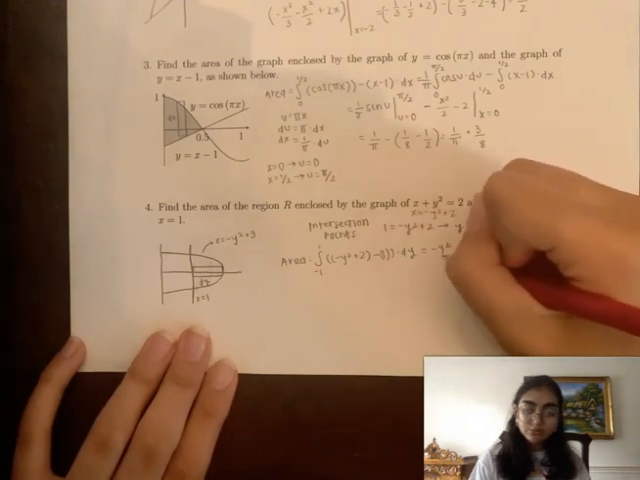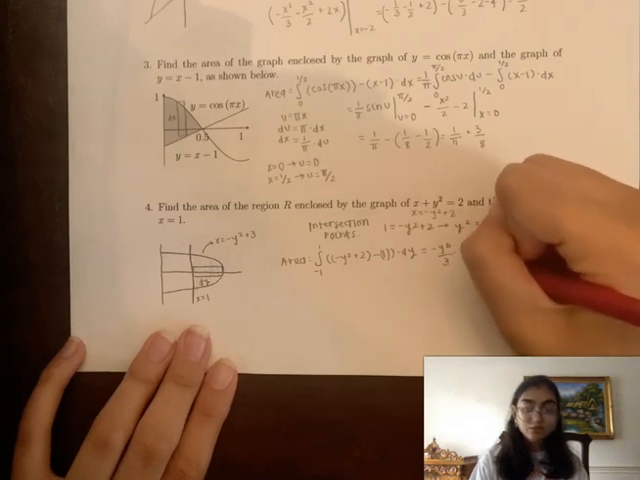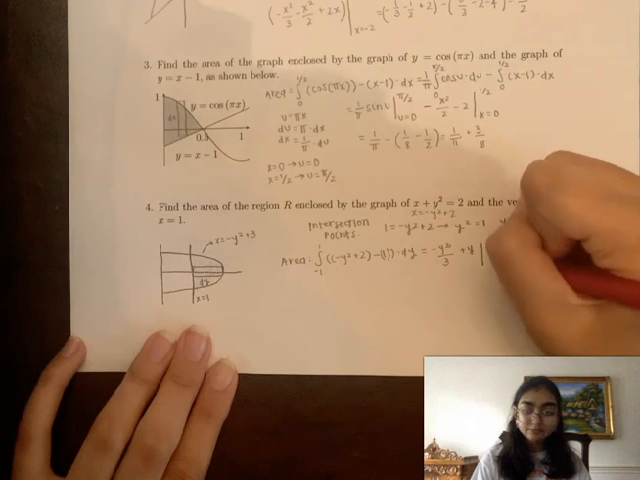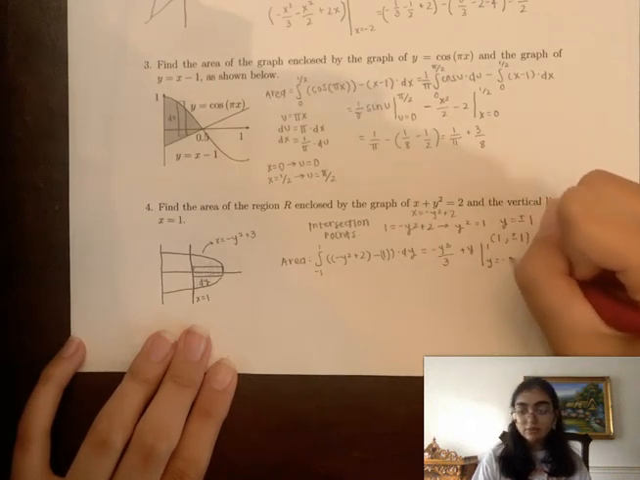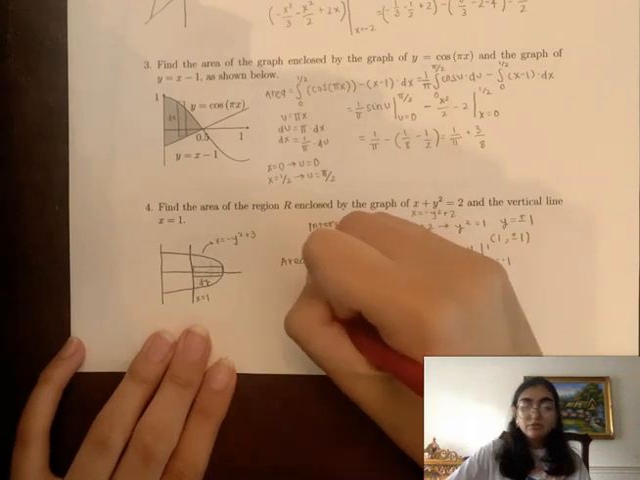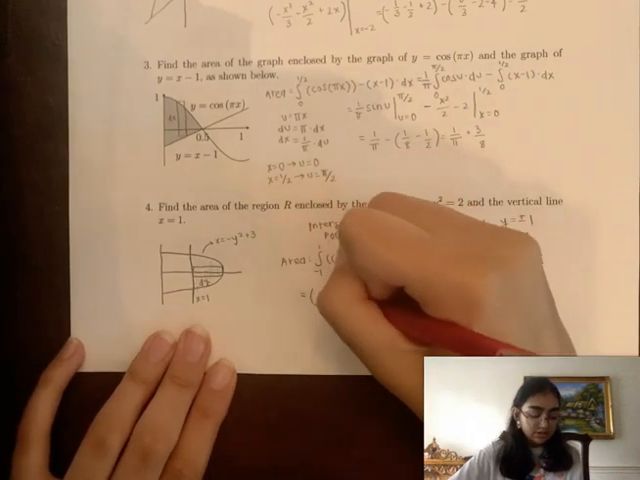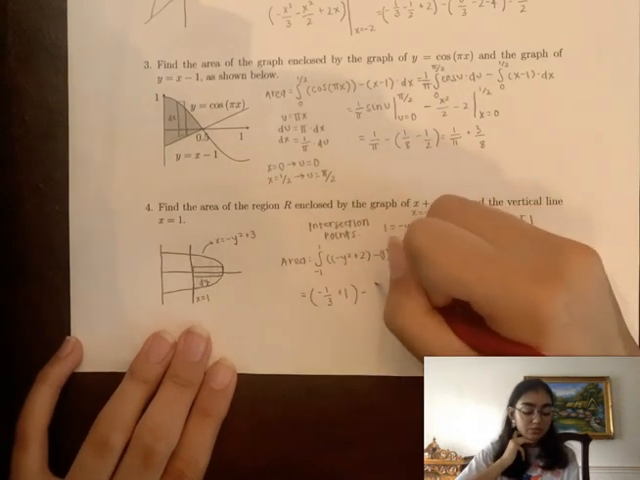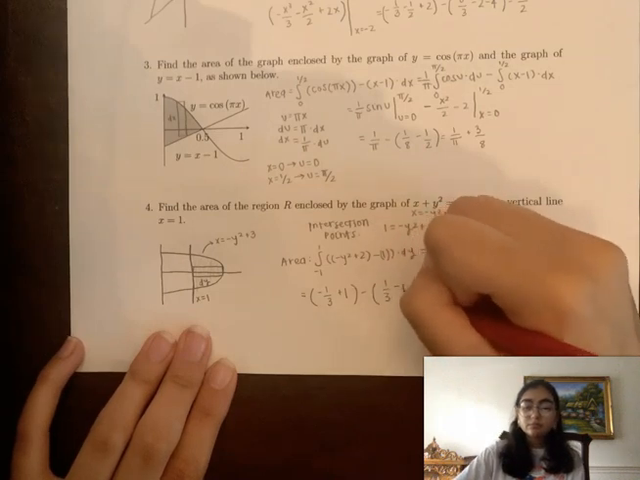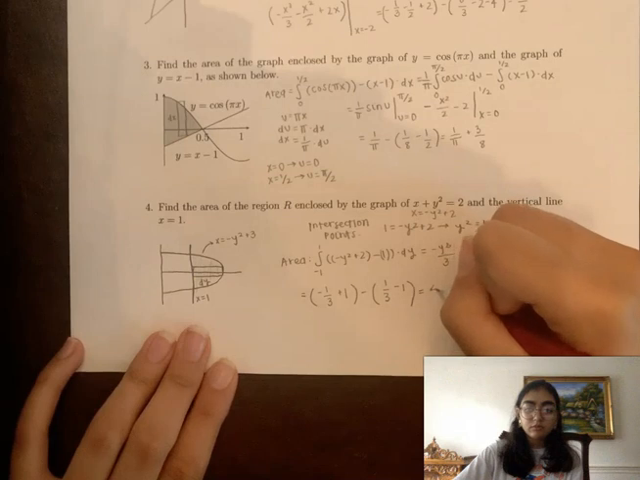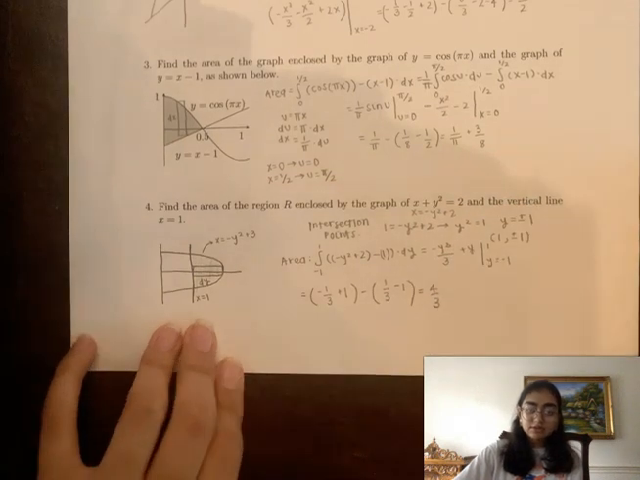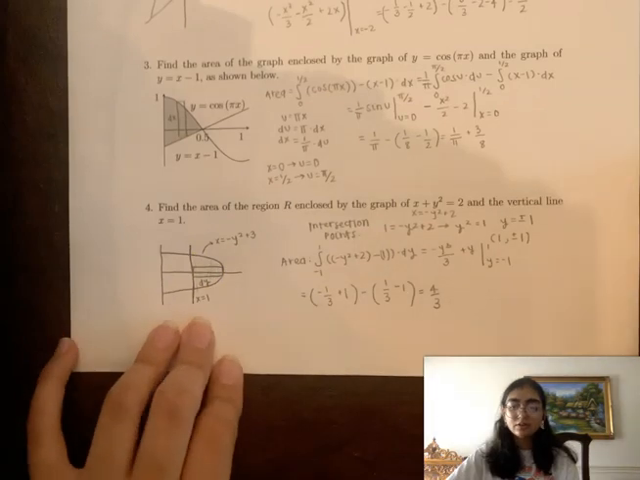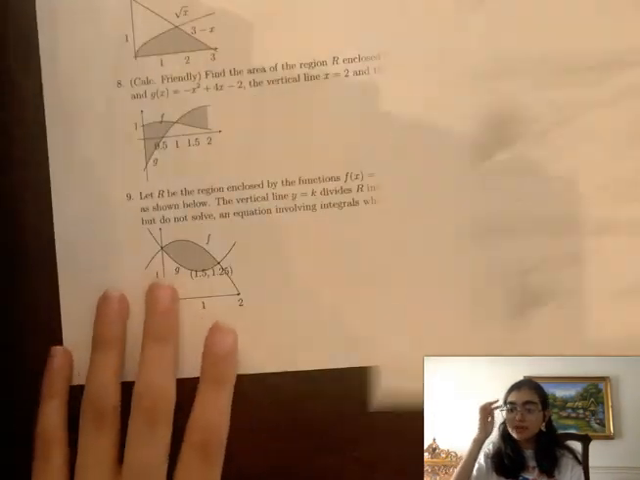So we're going to take the antiderivative of that, and we're going to get negative y cubed over 3 plus y. And we're going to plug in 1 and negative 1. Once we do that, we are going to get negative 1/3 plus 1 in parentheses, minus 1/3 minus 1. And that's just going to give us an area equal to 4/3. So this shaded region right here is going to be equal to 4/3. And now we're going to go ahead and start on the second page.